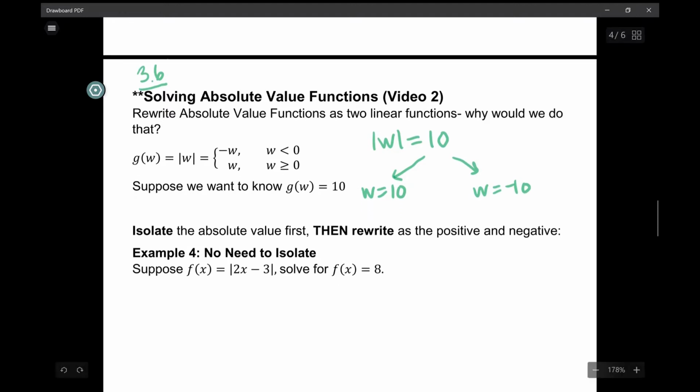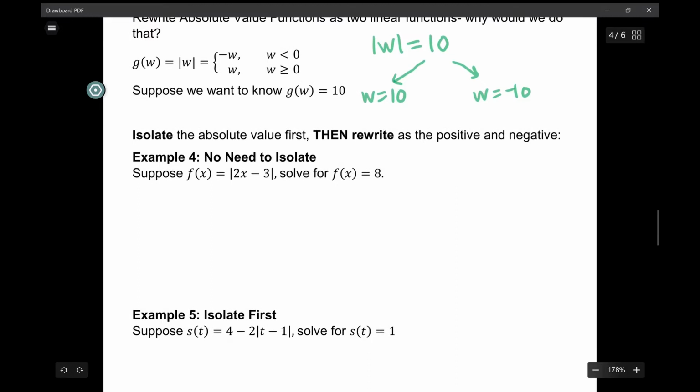Let's look at an example. So this example, here's a little blurb about isolating the absolute value first. That is absolutely true. The first example doesn't have anything multiplied outside the absolute value, so we can just go ahead and solve this. We want to know where f of x equals the absolute value of 2x minus 3. We want to solve for all values of x to make that equal to 8. So we want to solve absolute value 2x minus 3 equals 8. So we have two cases. Either 2x minus 3 computes to positive 8, or it will compute to negative 8, and then we take the absolute value and we get positive 8. So you have two linear equations to solve here.